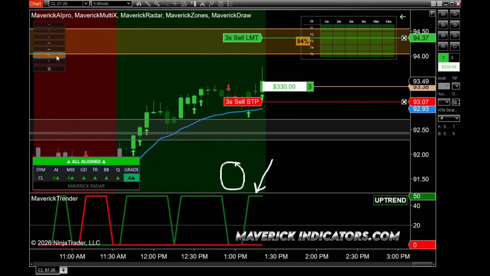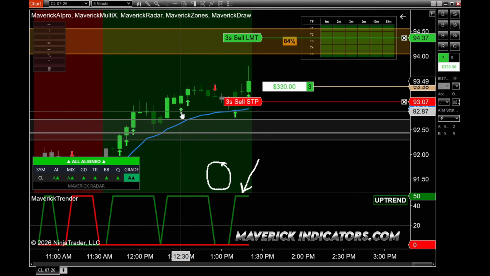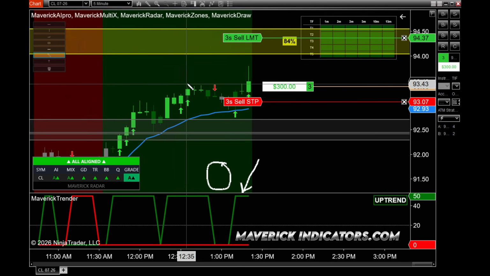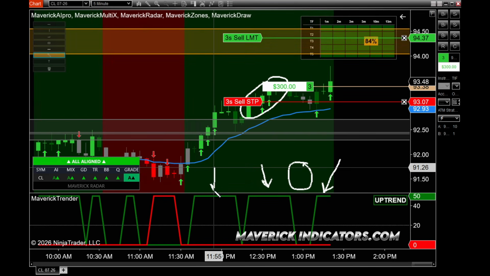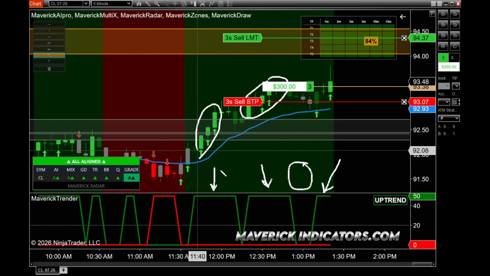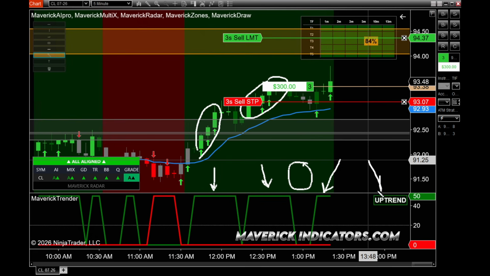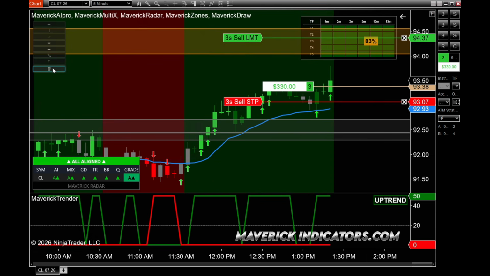See this? These are called flat tops. So the Maverick trender, okay, the Maverick trender. Look at this, bright green came flying up. Look at your Maverick trender. It was pegged to the top. Couldn't go any further. We call these flat tops. Look at this flat top. Look what happened with price action, okay? And it gives you this uptrend label.